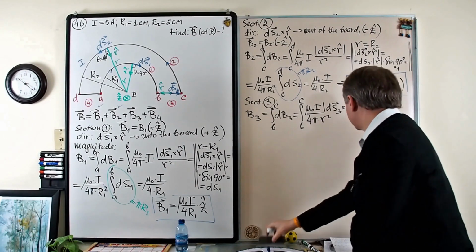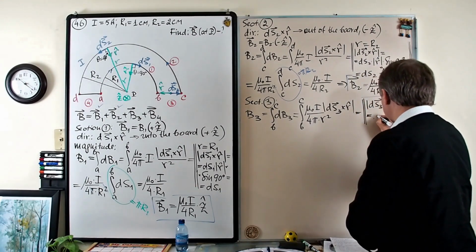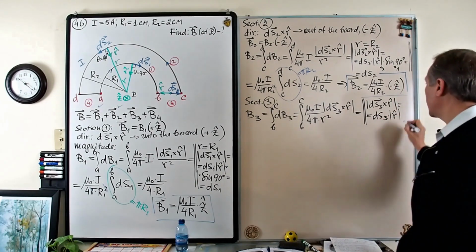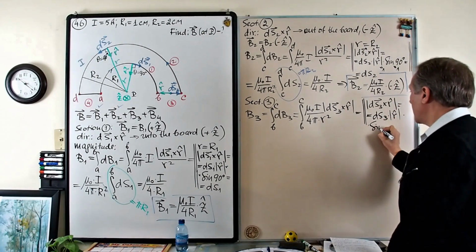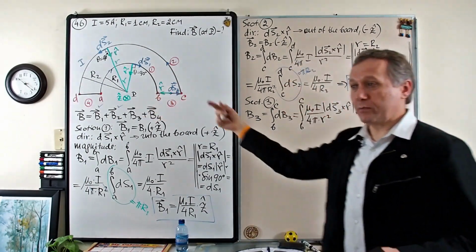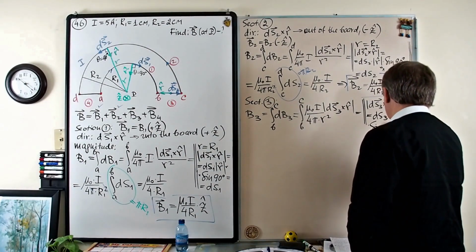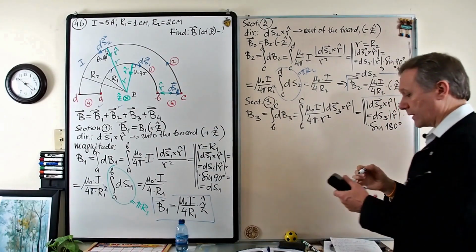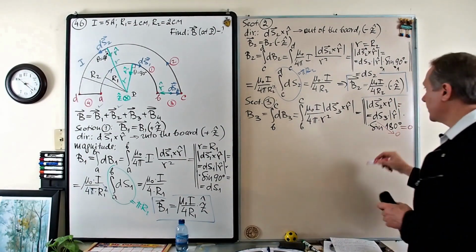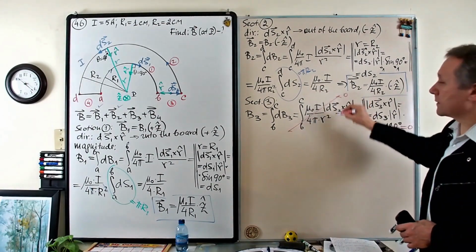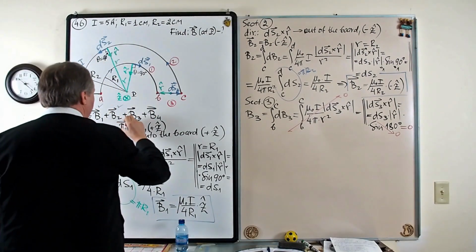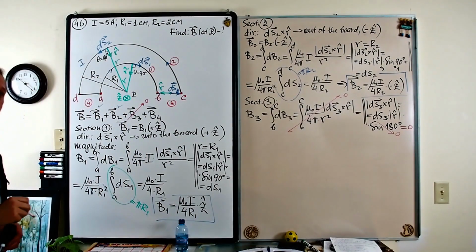absolute value of ds3, then absolute value of r hat, which is 1, and times sine of the angle between them. What is the angle between them? This vector points that way, that vector points this way, so that is 180 degrees. Sine of 180 degrees is just 0. So this whole integral is 0. So there is no contribution to the magnetic field from section number 3. So we can dump this term number 3.